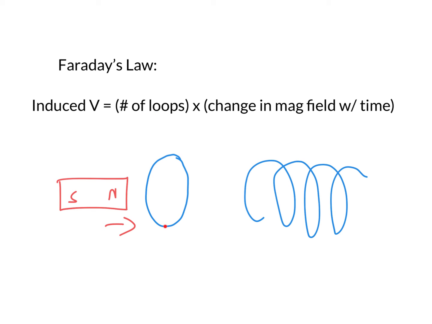So over here I'd have one loop, over here I'd have three loops or whatever. And so that's what the number of loops is. And then the change in magnetic field with time. In other words, how strong the magnetic field becomes or how weak it gets if I pull it in the other direction. The strength of the magnetic field is changing with time, and if I can measure that or figure out what it is, that is what gets multiplied by the number of loops to tell you how much voltage gets induced. And again, that's called Faraday's law.